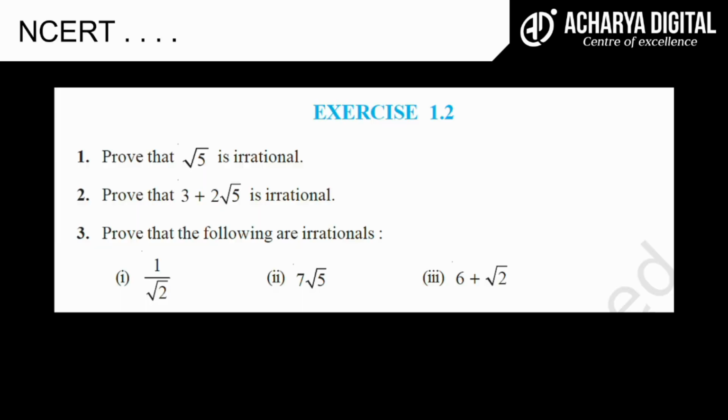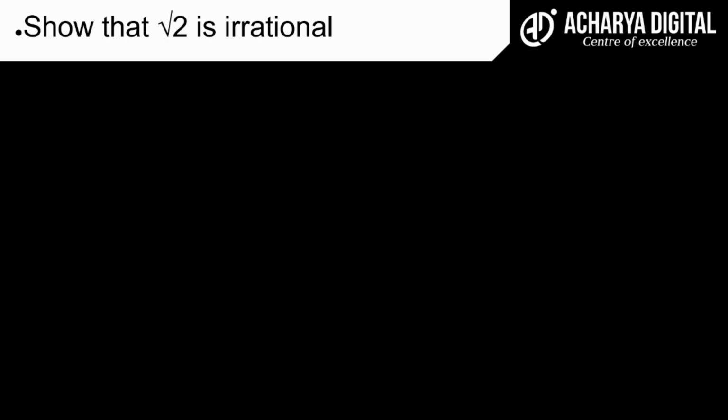Now, in exercise 1.2, you have to solve examples like prove that root 5 is irrational, prove that 3 plus 2 root 5 is irrational, or prove that 1 by root 2, 7 root 5, 6 plus root 2 are irrational. See how to show root 2 is irrational.